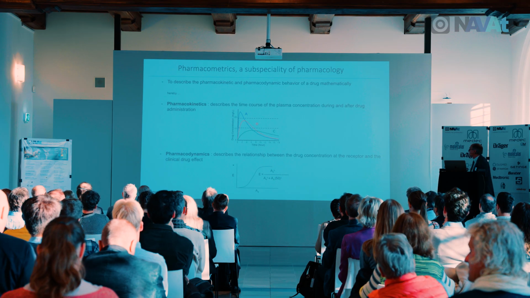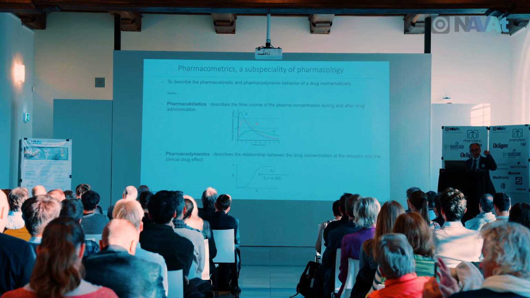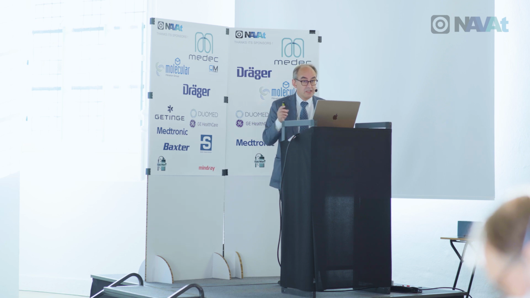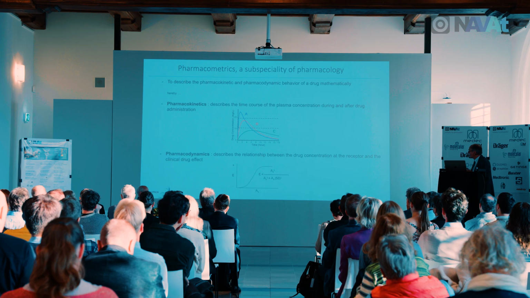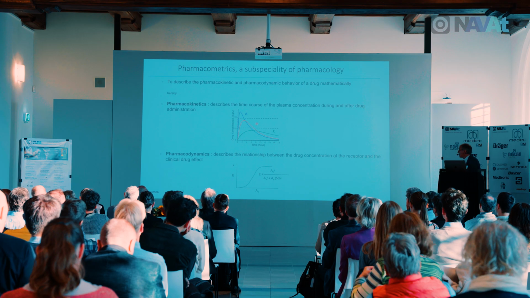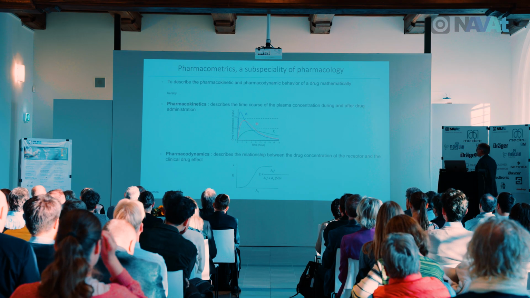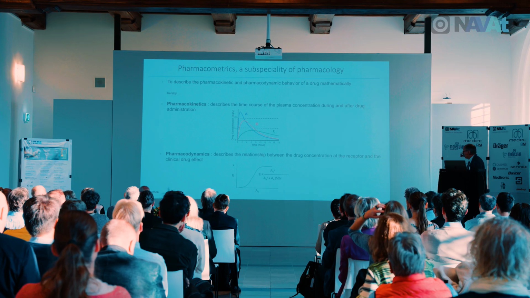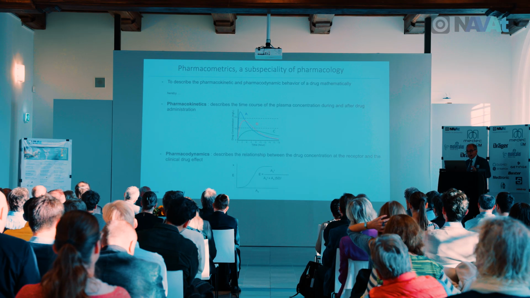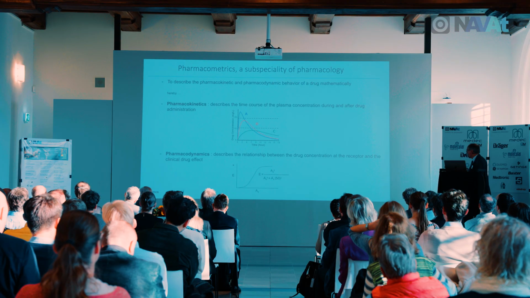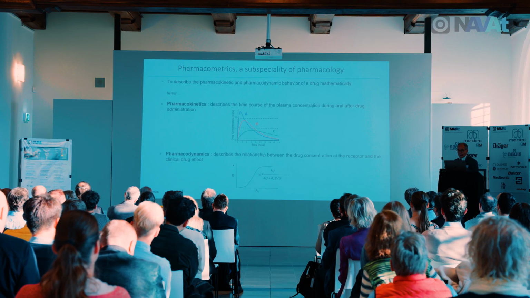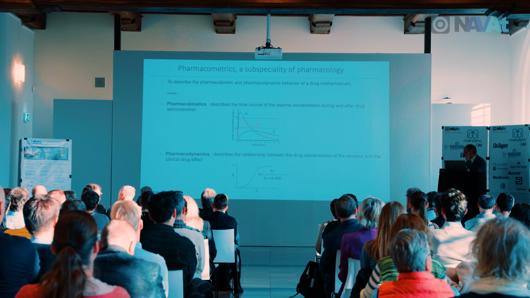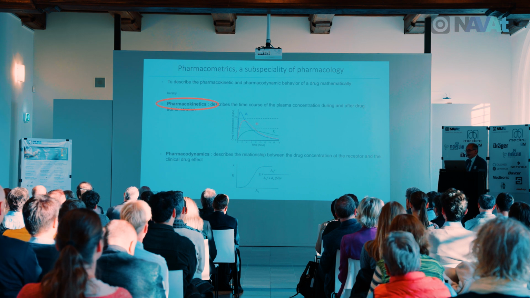So today we will talk about pharmacokinetics, and I will throw you back to your medical school. For those who don't remember what pharmacology is, it consists of two major things: pharmacokinetics and pharmacodynamics. Pharmacokinetics describes the time course of the plasma concentration during and after drug administration. The plasma, remember that word. Pharmacodynamics is a time independent description of the relationship between the drug concentration at the site of the receptor, not per se at the plasma, and the clinical drug effect.